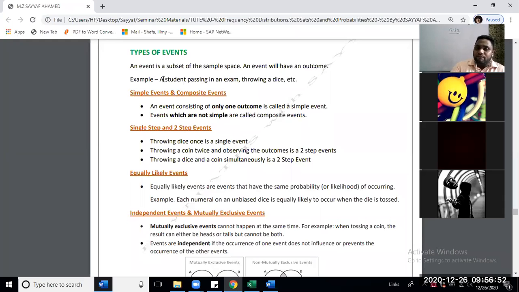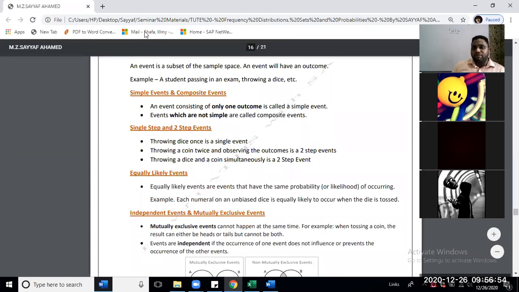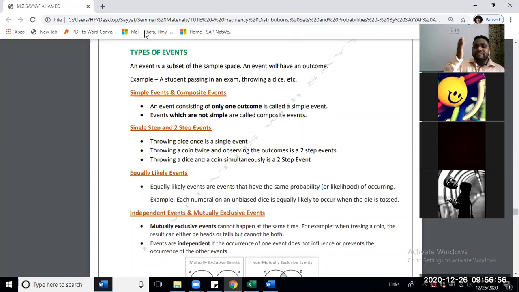Okay, and then based on the steps we can also classify your events: single step, two step, three step, four step. But in your syllabus we have only single step and two step. For example, you pick a ball and mark the color, and whether you put it out or put it inside, based on that you pick 1 and 2, or in parallel you can toss a coin and a dice.